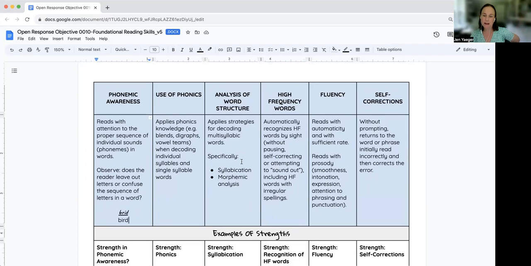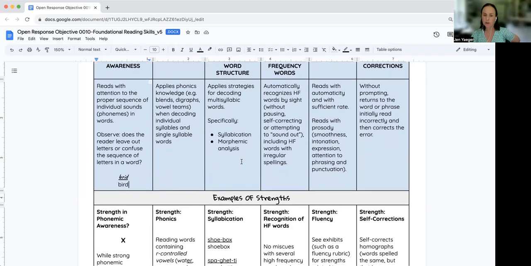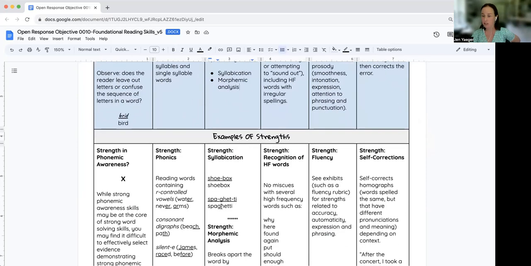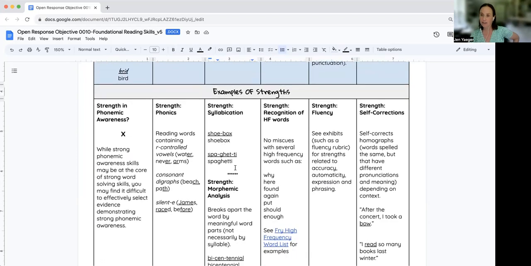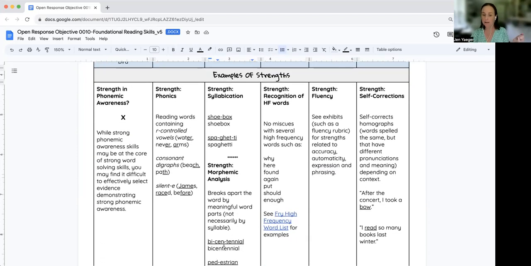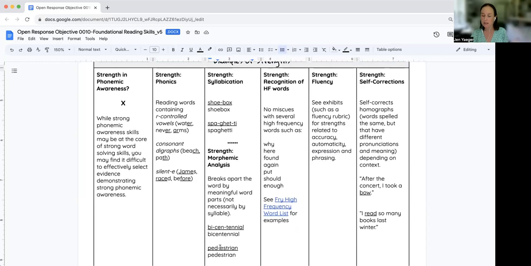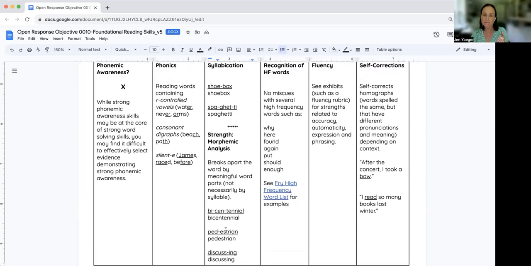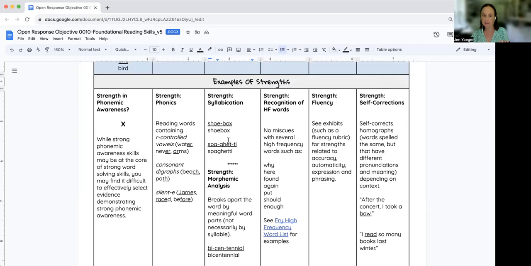If the strength is in analysis of word structure, you could look for both syllabication, breaking apart a word such as spaghetti into its parts, or morphemic analysis, breaking apart words that have meaning-bearing parts, such as a word like bicentennial or pedestrian. They may not divide up that word by each individual syllable, but they are looking at the meaningful parts, including words like discussing that has an inflectional ending. So that suffix also is a meaning-bearing part, and that would relate to morphemic analysis. So here's examples of strength in both.